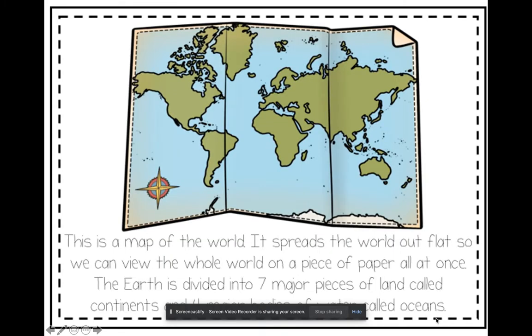This is a picture of a map, and it's similar to a globe, except it is laid out flat on a piece of paper. So it shows the whole world on a piece of paper. There are 7 major pieces of land, and they are called continents. And there are 5 major oceans. That is the water, all the blue stuff around the land. The land is the green part, and the blue stuff is the oceans.